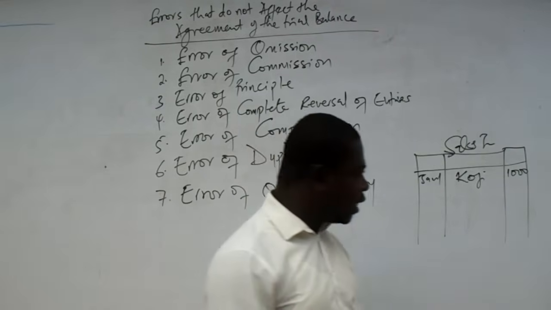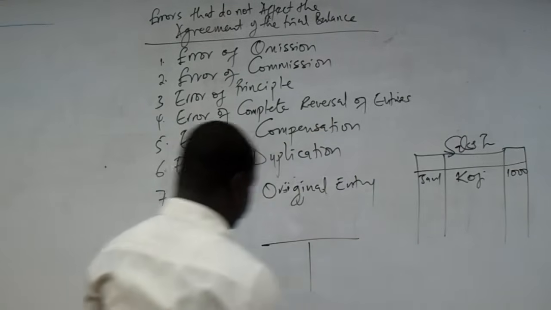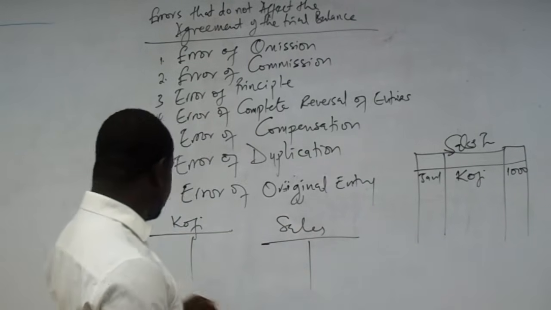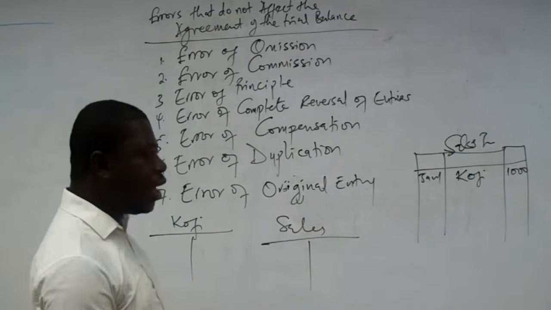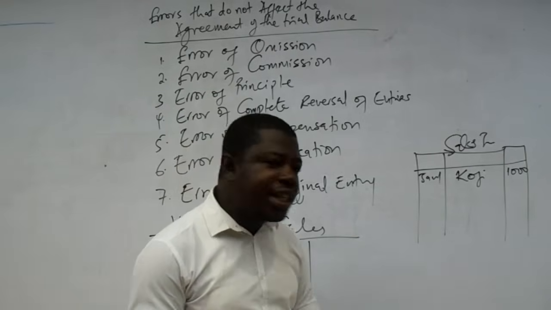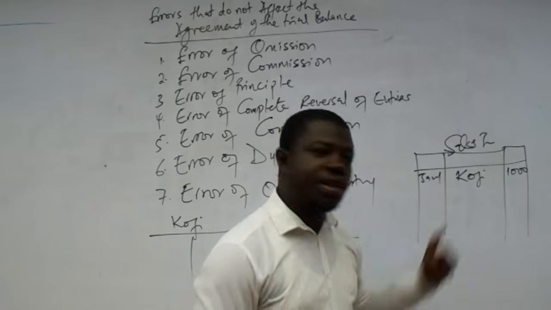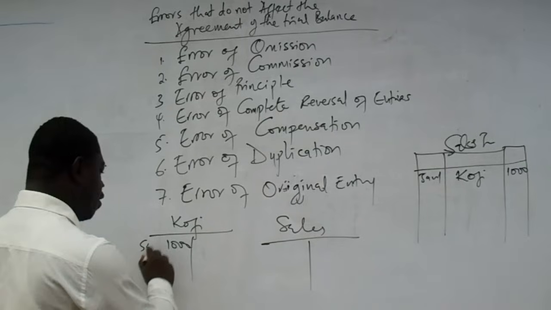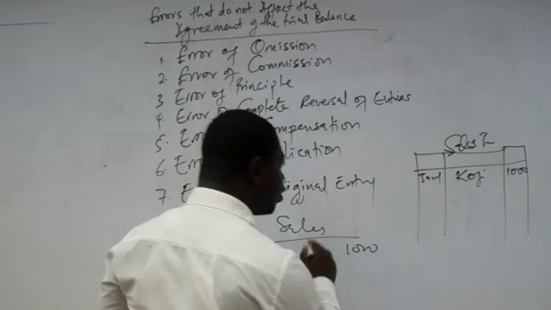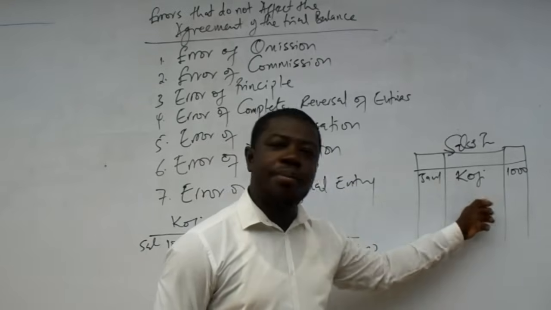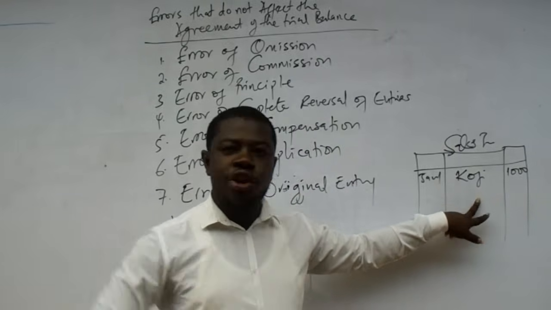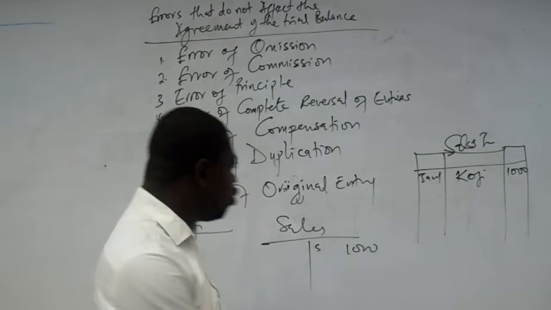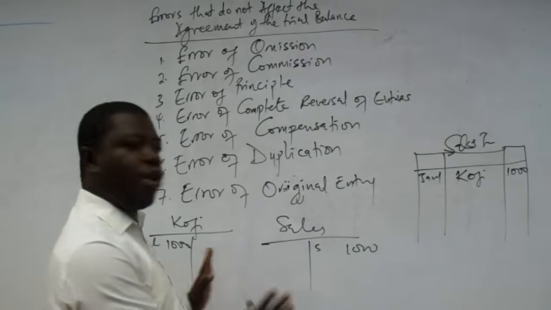But when you are posting to the ledger, you are going to open an account for Kofi and an account for sales, where you are supposed to debit Kofi and then credit sales. Now, the original transaction is that the invoice amount is 100 cedis, but you ended up making it 1,000. And so what is going to happen is that you are going to record the same 1,000 here for Kofi and the same 1,000 for sales, because this book of original entry was your point of reference. You didn't go back to look on the original invoice before you did the posting. So you have done an error. This error is called error of original entry.